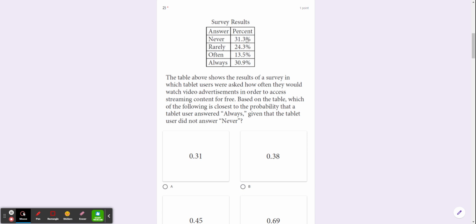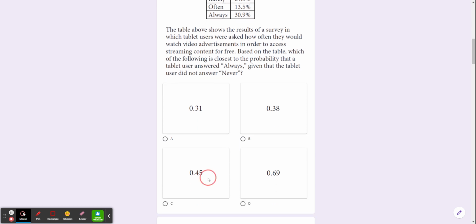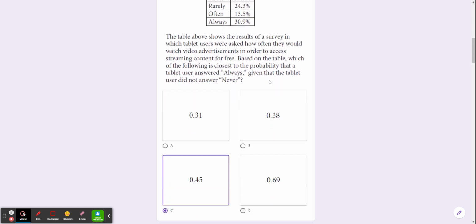So we need to figure out what percent 30.9 is of the rarely plus the often plus the always. So it would be 30.9 divided by those 3 values. Let's see here, get my calculator out, 30.9, and then we divide by 24.3 plus 13.5 plus 30.9, we get about 40.45. So I'm going to go with choice C as my answer. So about half of them, if we ignore the nevers.